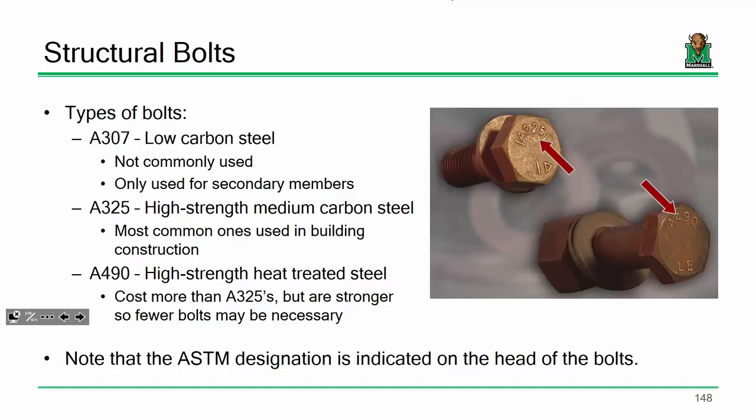Is it cheaper to use, let's say, 10 A325 bolts or 490s? Well, it just depends on the price. And you know as well as I do that steel prices tend to go up and down, so it's one of those things that just depends on what day of the week it is.